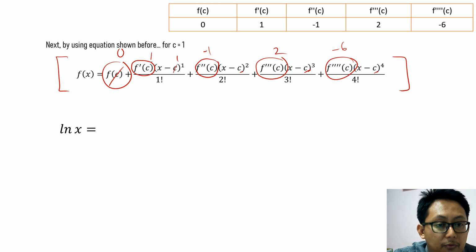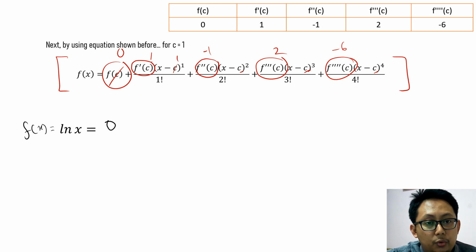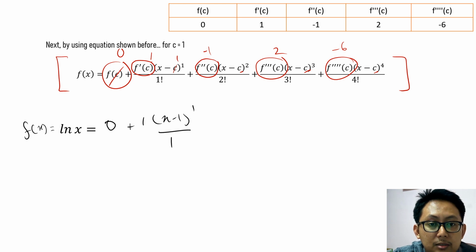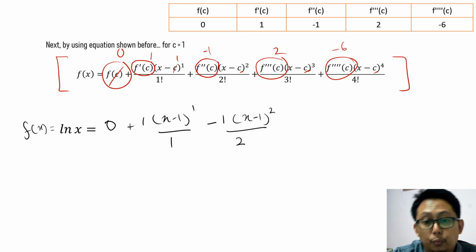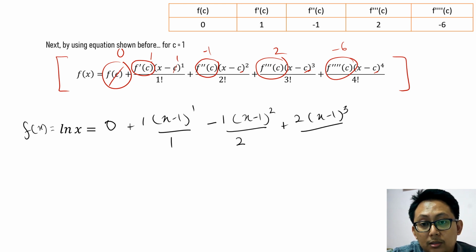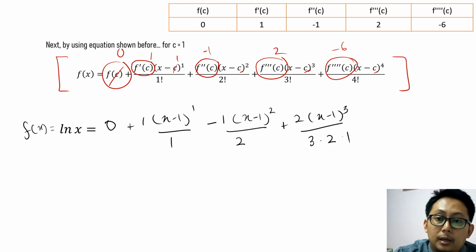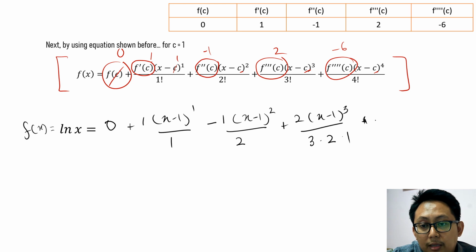So we can write again the function f of x equal to ln x equal to 0, plus 1 times (x minus 1) to the power of 1 over 1 factorial. 1 factorial is 1. Then we have minus 1 times (x minus 1) squared over 2 factorial, which is 2 times 1, plus 2 times (x minus 1) to the power of 3 over 3 factorial, which is 3 times 2 times 1, and then minus 6 times (x minus 1) to the power of 4 over 4 factorial, which is 4 times 3 times 2 times 1.